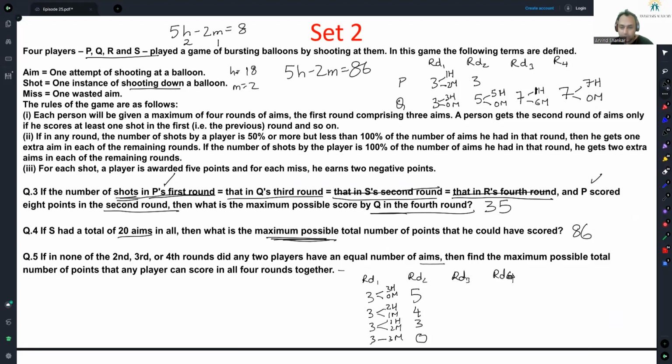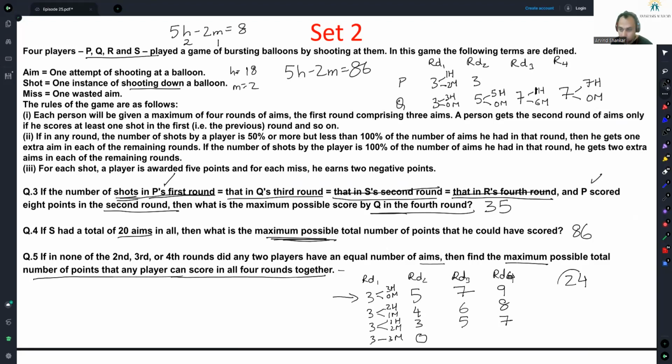And from now on out, let all of them hit the target every time. Because I'm only concerned with the maximum possible total number of points that any player can score in all the 4 rounds together. The best case would be this fellow keeps hitting the target always. So 3 plus 5, 8. In the next round, he gets to hit the target 7 times. In the next round, he gets to hit the target 9 times. We get 24 aims. All of them have hit the target. Even if the second person ends up hitting the target every time, he'll go to 4, 6, 8. This fellow will go to 5 and 7.